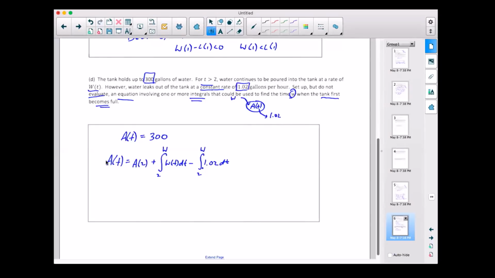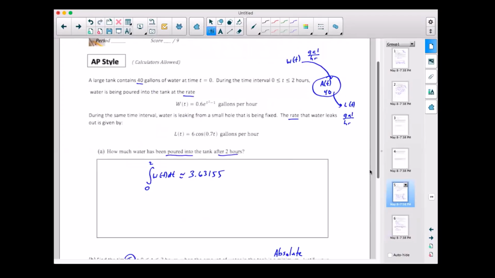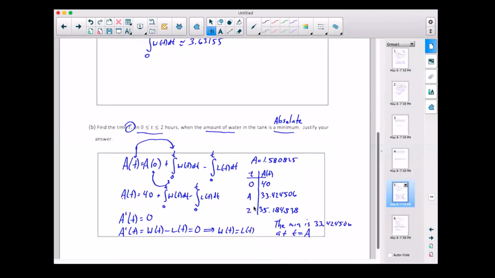So this is our equation for the amount at time T, and we want to know, when does this equation equal 300? Well, we have to also know what A of 2 is, and that's what we found on the previous page, right? One of the things the AP exam does a lot is you'll find something on one of the problems, and then you'll use that later on. So we figured out that the amount at time 2 was 35.184.